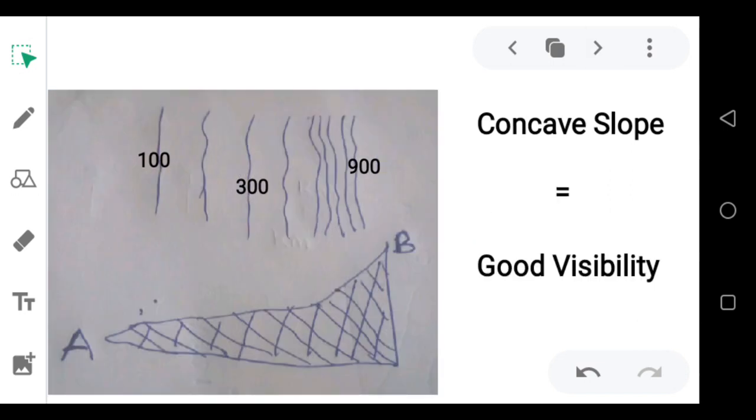The concave slope, it is not the same. Can you see? The contours widen at the beginning, then rise towards the end. Now look at the slope AB. Somebody standing at A can see the person at B. So for a concave slope, visibility is good. Take note. Convex has poor visibility, while concave has good visibility.